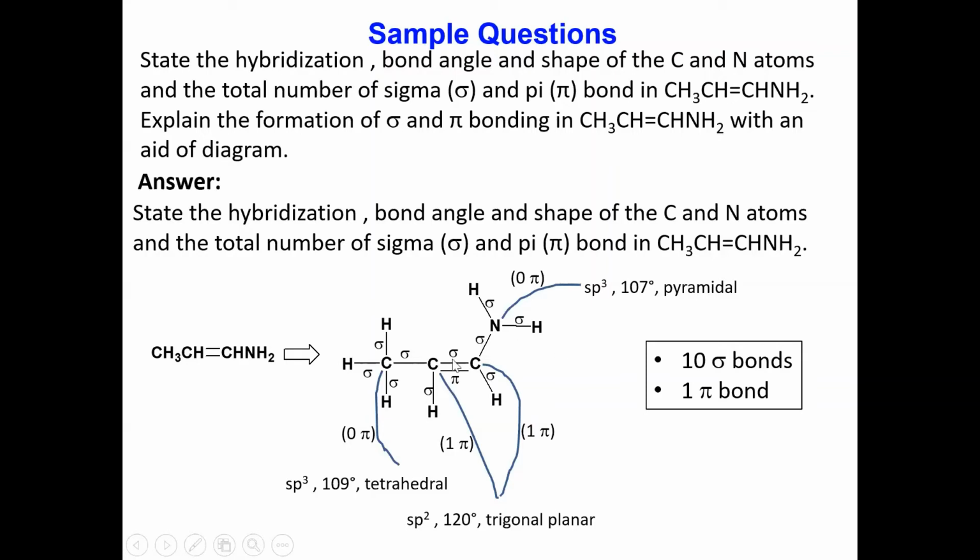And for every double bond, you have 1 pi bond. There's only 1 double bond here, so there's 1 pi bond. So in total, we have 10 sigma bonds and 1 pi bond.